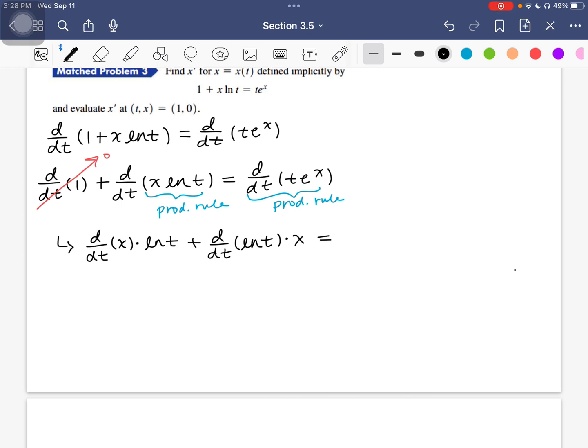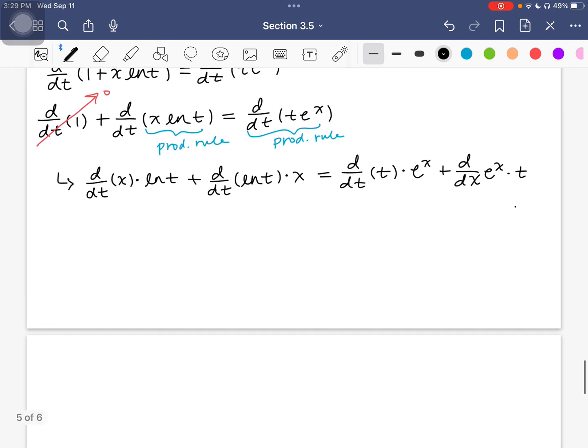All right. So we'll take the derivative of the first function multiplied by the second function, plus the derivative of our second function multiplied by our first function. So we know that dx/dt is just going to be x prime, and then we have multiplied that by ln t. And then we know that the derivative of ln of t with respect to t is going to be 1 over t, and then we're multiplying that by x. And then here, we're going to take the derivative of t with respect to t, so that's just 1, and then multiply that by e to the x. So we get e to the x here.